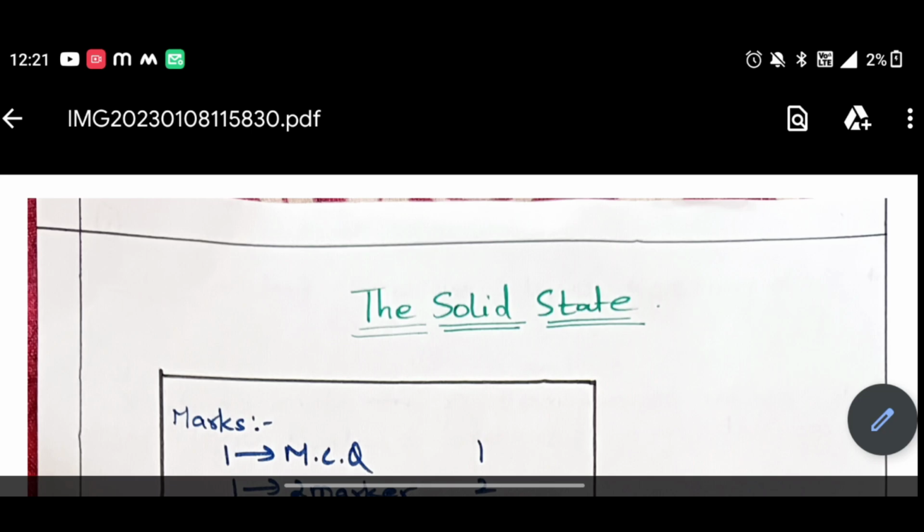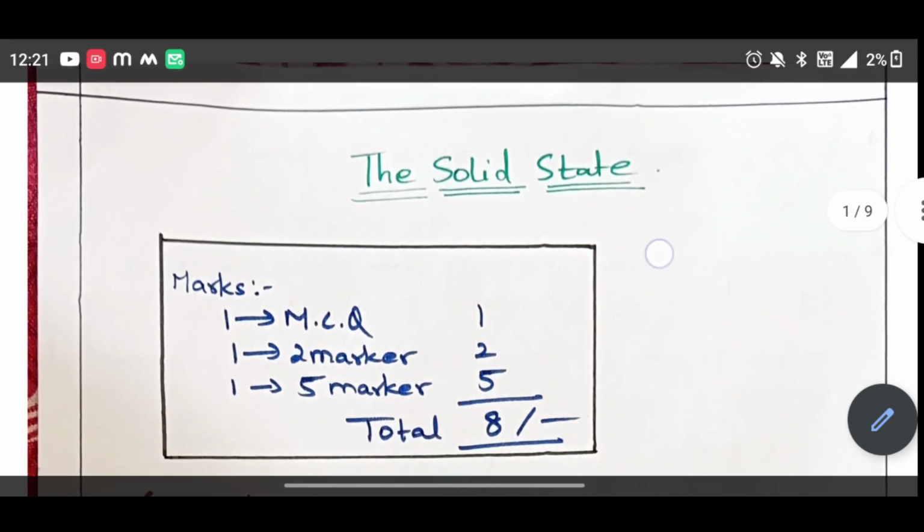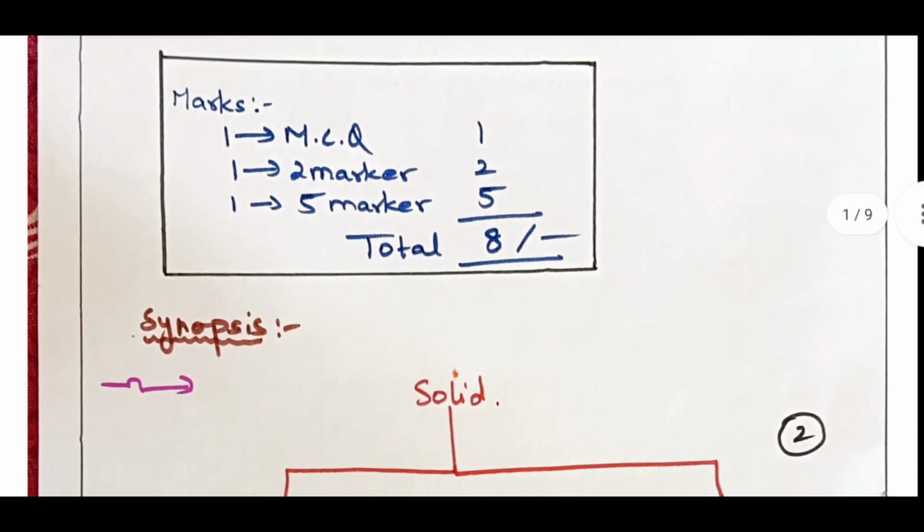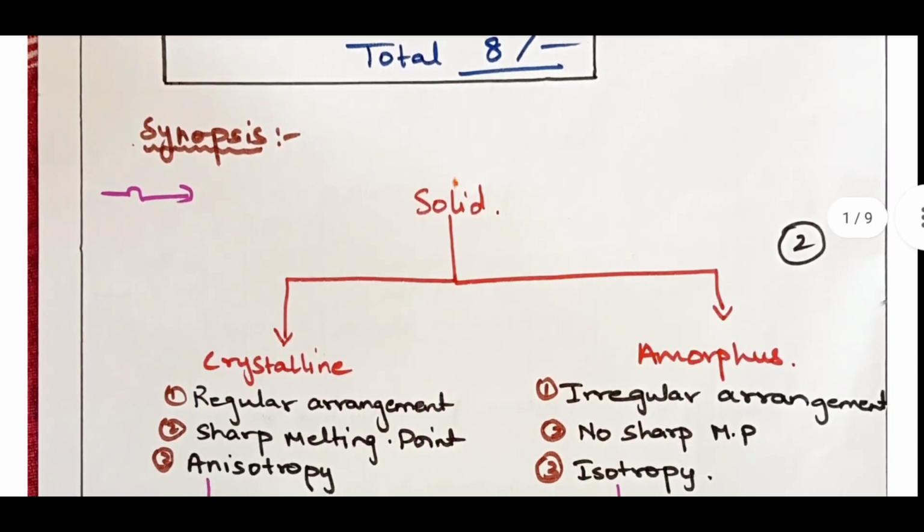Today we are going to study the first lesson of your chemistry, the solid state. You have a total of 8 marks weightage from this lesson. If you study with me, I assure you that you can get all 8 marks. You have one MCQ, one 2 marker and one 5 marker, so in total you have 8 marks. You can fetch all the 8 marks if you study with me. I'm repeating this sentence. So let's move on.